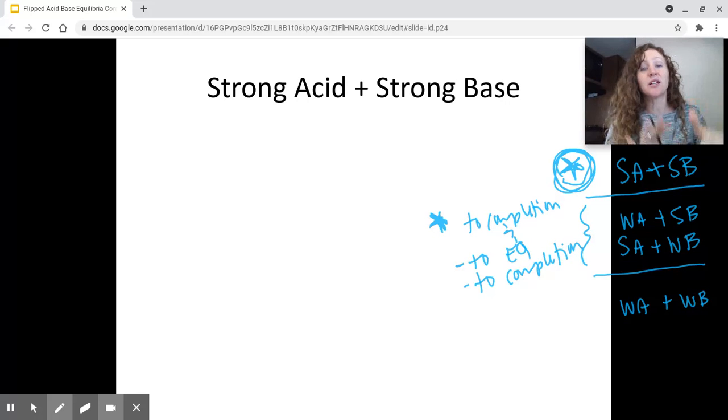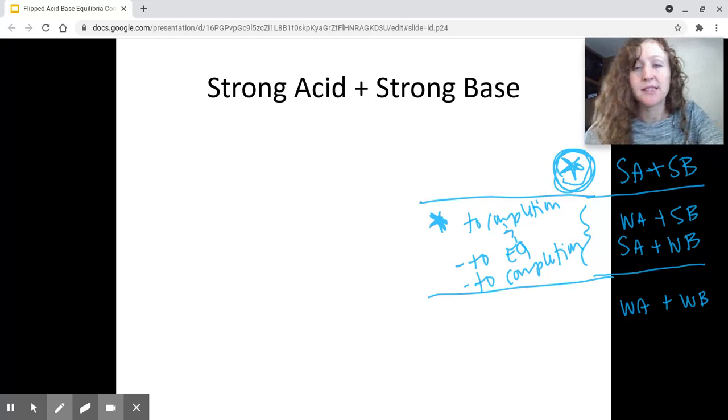So you have a couple different options as to how that math can go, and you need to be aware of what's present. Is it strong and going to completion? Is it weak and going to equilibrium? You need to be aware of what's present and how it's going to act before you can decide how to deal with the math.